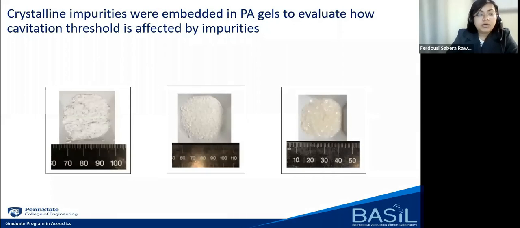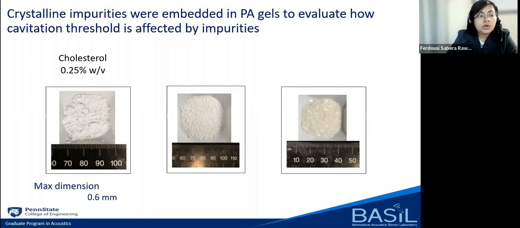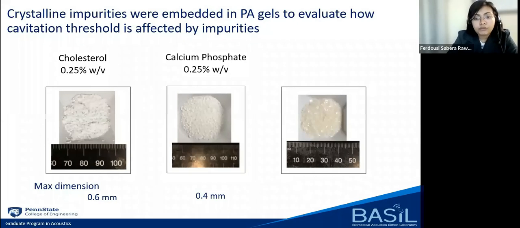To investigate how hydrophobicity and size of impurities affect cavitation threshold, we have added three types of impurities in separate polyacrylamide hydrogels. Such as hydrophobic cholesterol crystals, which are commonly found in arterial plaque, which had a maximum dimension of 0.6 millimeter. Then a less hydrophobic crystal, calcium phosphate, which is commonly found in joint fluids, and calcium phosphate is a primary reason behind arthritis. And in this experiment, this had a maximum dimension of 0.4 millimeter.